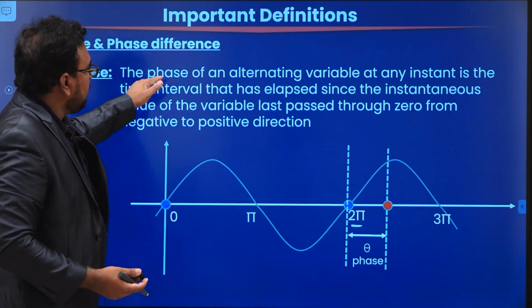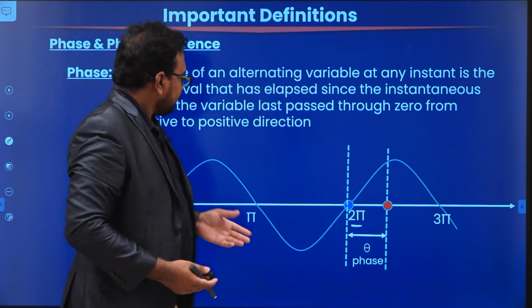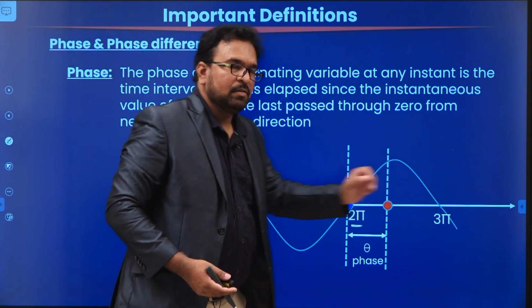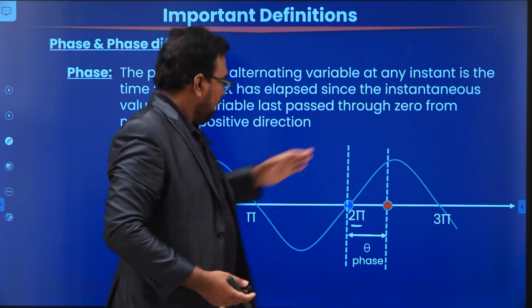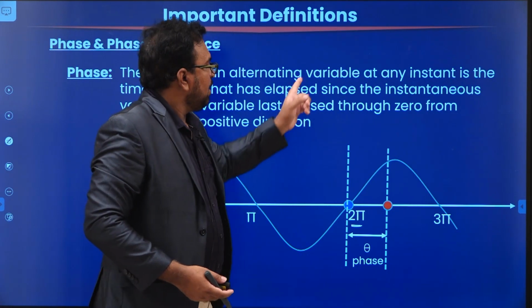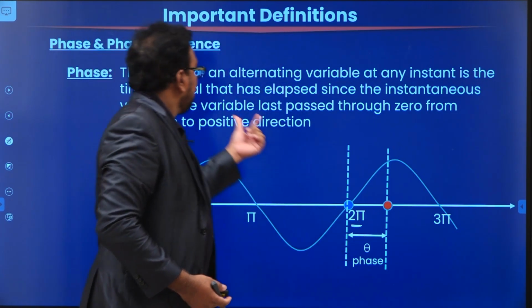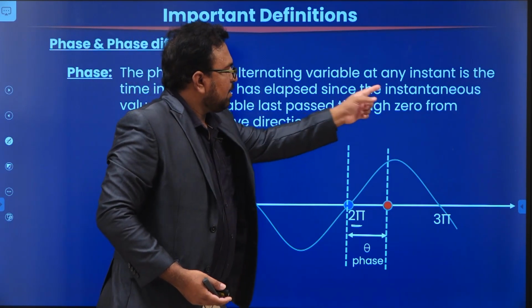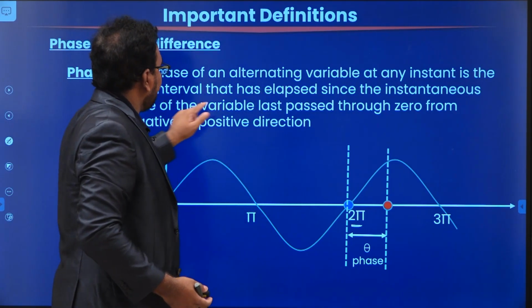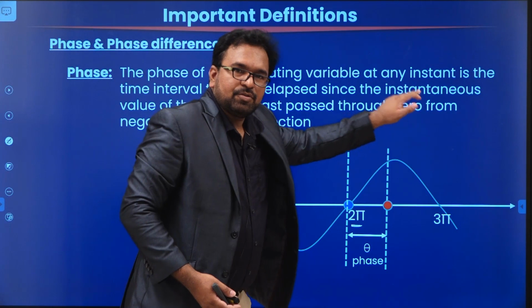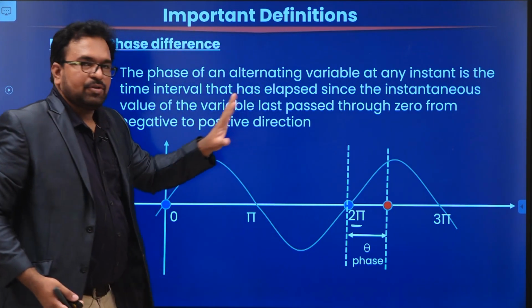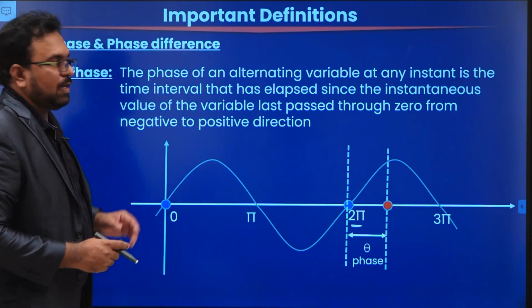So the phase of an alternating variable, so this is an alternating variable, at any instant, I have explained 3 instants, at any instant is the time interval that elapsed since the instantaneous value of the variable last passed through 0 from negative to positive. That is all about phase.